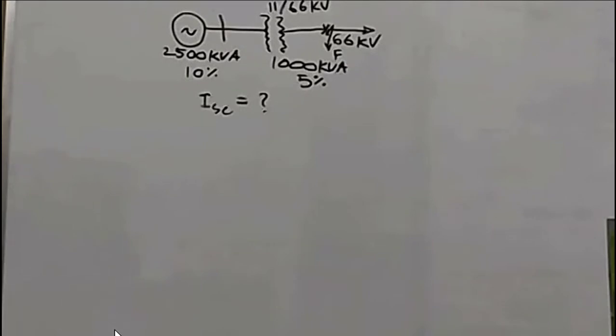Have you understood? So if we know the short circuit current, then we can select the circuit breaker rating and we can reduce the fault by using the circuit breaker.